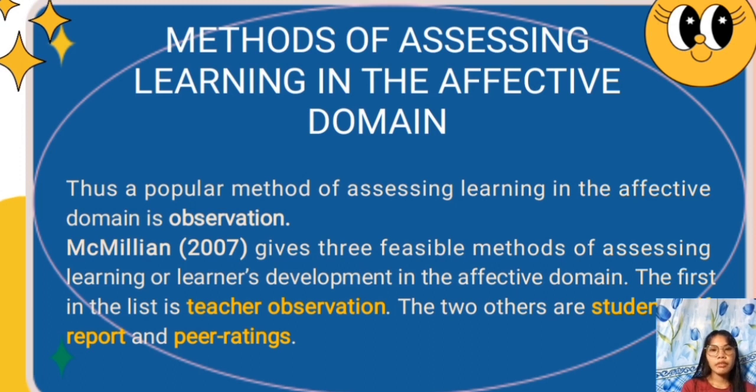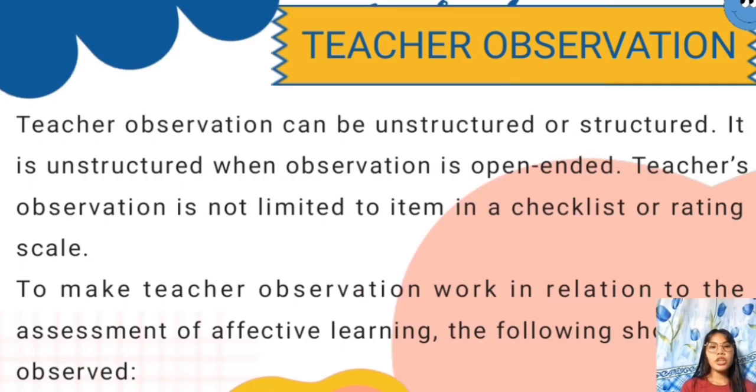Macmillan 2007 gives three feasible methods of assessing learning or learners' development in the affective domain. The first in the list is teacher observation. Teacher observation can be unstructured or structured. It is unstructured when observation is open-ended. Teacher's observation is not limited to items in a checklist or rating scale.